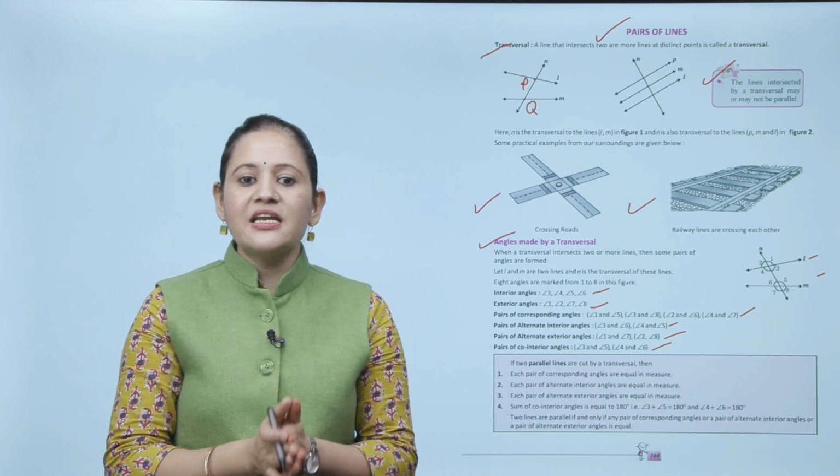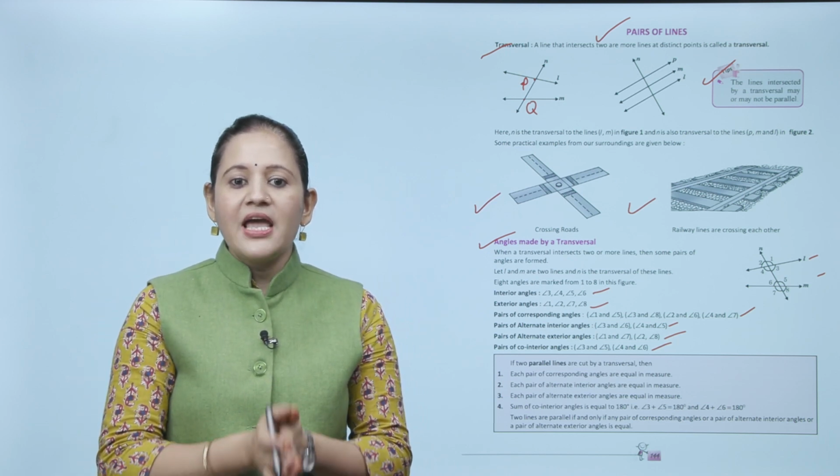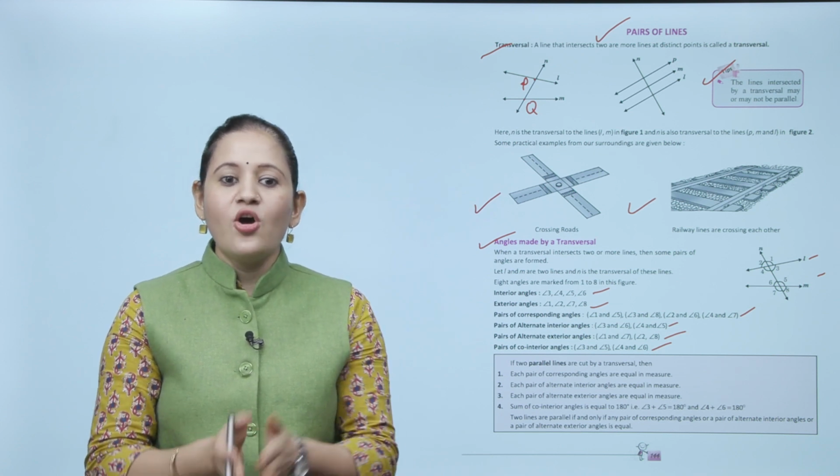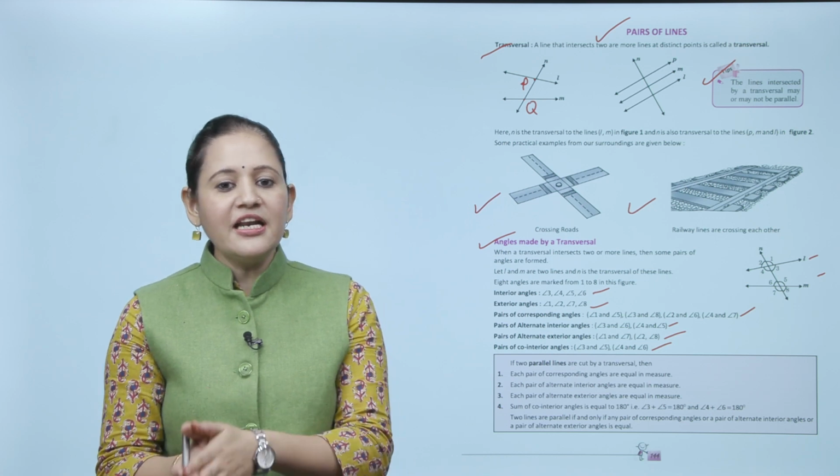Two lines are parallel if and only if any pair of corresponding angles, or pair of alternate interior angles, or pair of alternate exterior angles are equal.